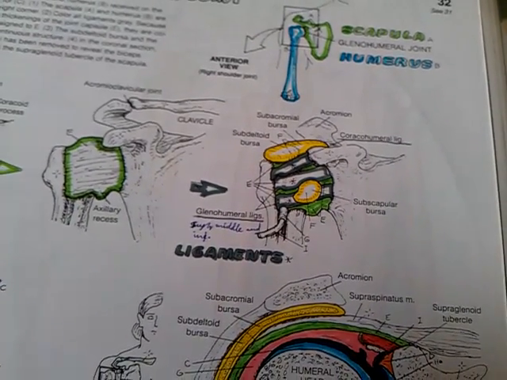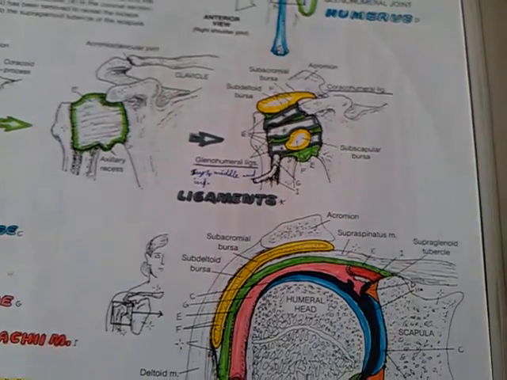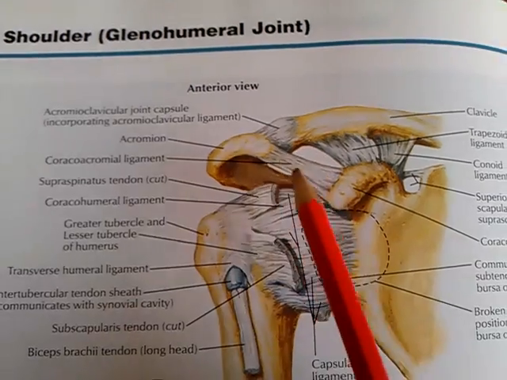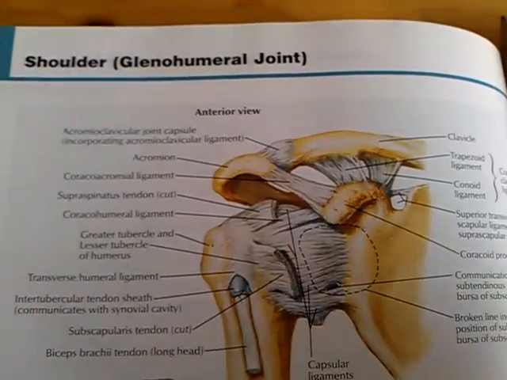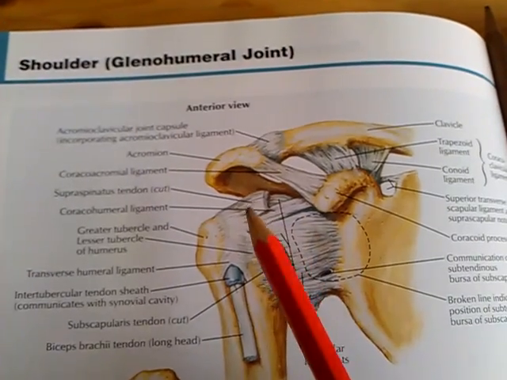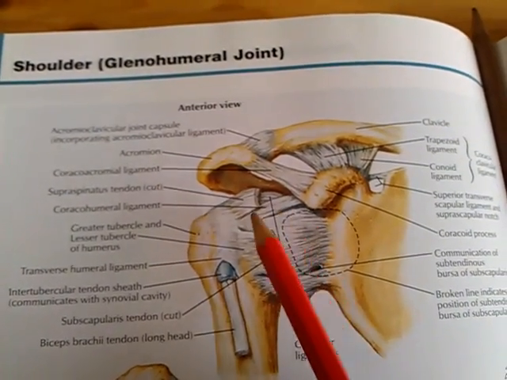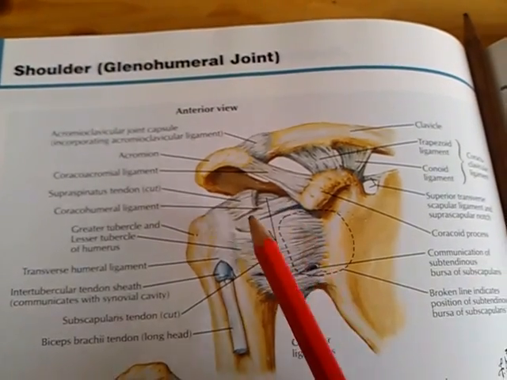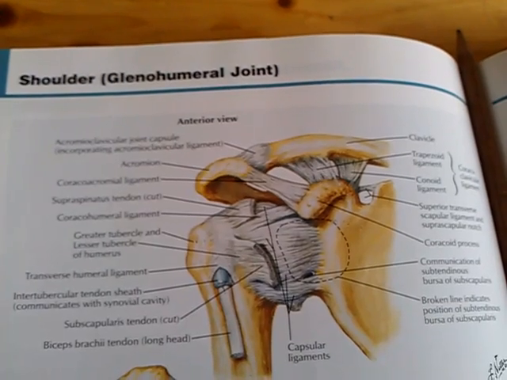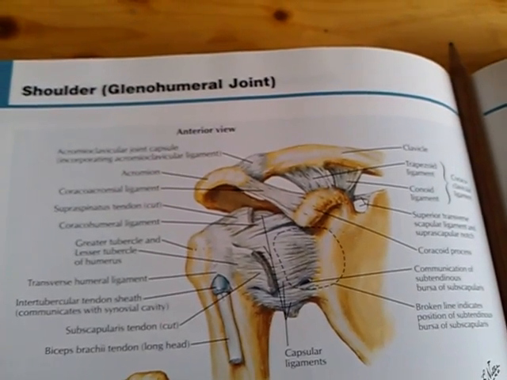and coracoacromial ligament, which are accessory. This is coracoacromial ligament. The coracohumeral and coracoacromial ligament are accessory ligaments. Coracoacromial, coracohumeral. And the shoulder is protected by the scapula.